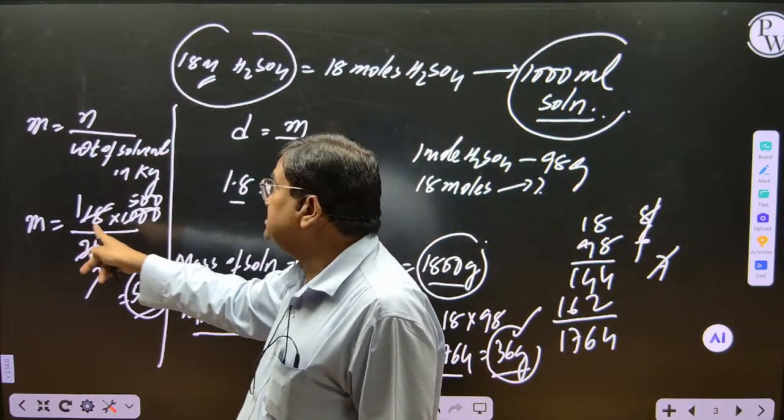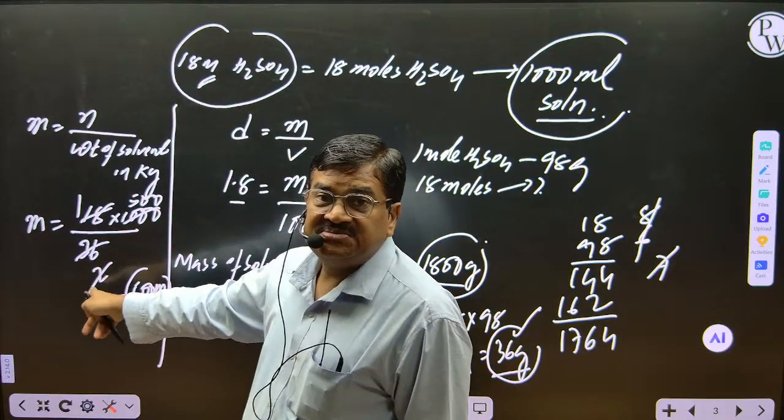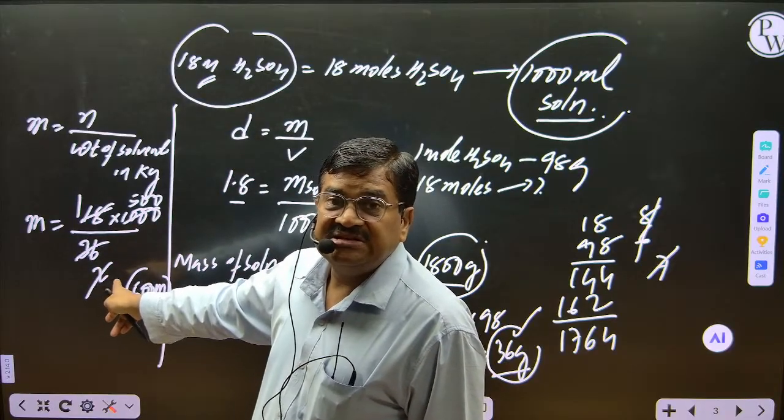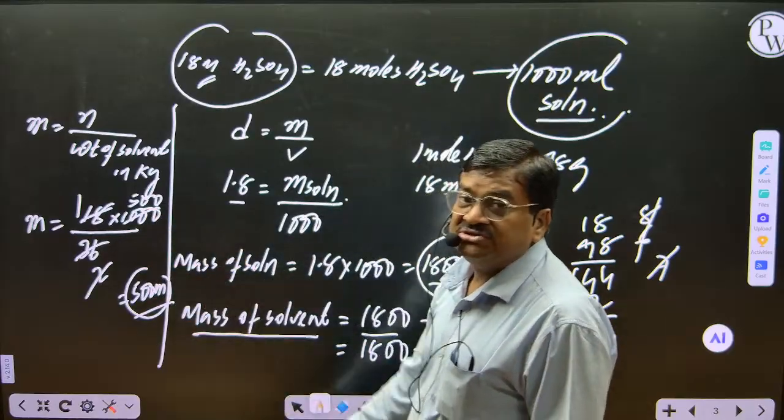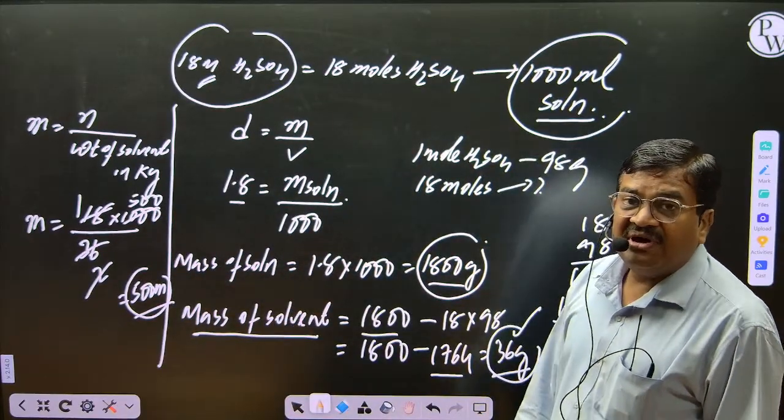Number of moles is 18. 18 by 36, which is present in grams. We have to convert it into kg. So 36 by 1000, 1000 goes to the numerator. Final answer comes 500 m.